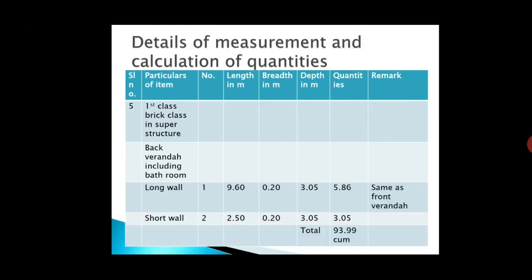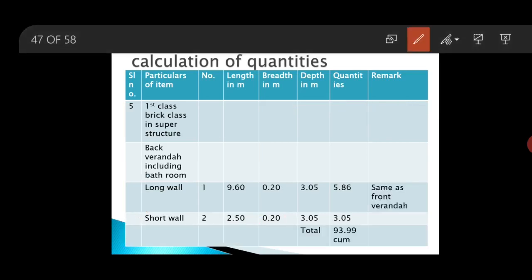Next, we will move to the back veranda including bathroom. For the long wall, the length is the same as the front veranda. So this becomes 9.6, breadth 0.2, depth 3.05. Then by multiplying these four, we will get the quantity as 5.86 cubic meter.